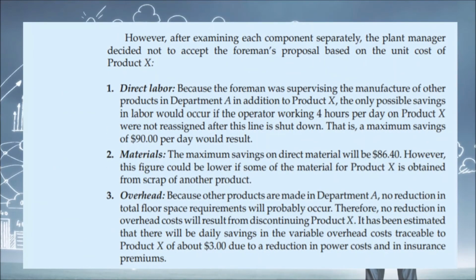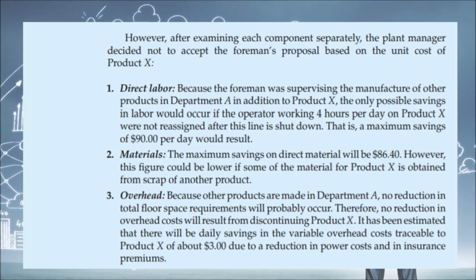However, after examining each component separately, the plant manager decided not to accept the foreman's proposal based on the unit cost of product X. For direct labor, because the foreman was supervising the manufacture of other products in Department A in addition to product X, the only possible savings in labor would occur if the operator working 4 hours per day on product X were not reassigned after this line is shut down. That is, a maximum savings of $90 per day would result.